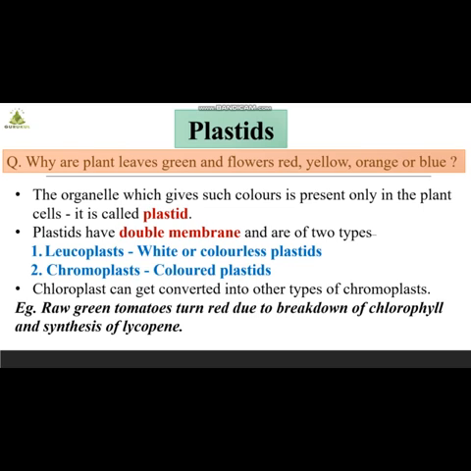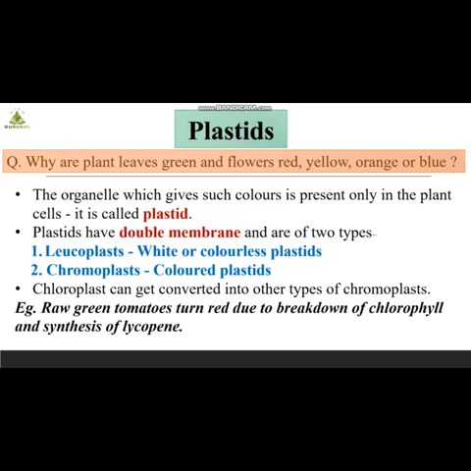Chloroplast can get converted into other types of chromoplast. Chloroplast, which is a green color, can be converted into other types of chromoplast, that is, other colors. A very good example is raw green tomatoes. Raw green tomatoes are green in color, obviously. Now they are going to turn red. Why? After some duration of time, they become red.